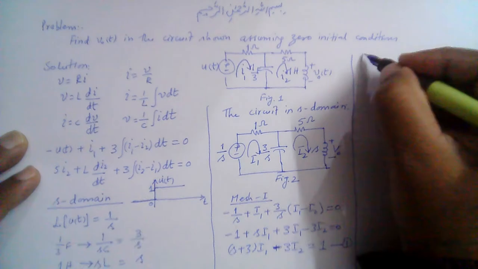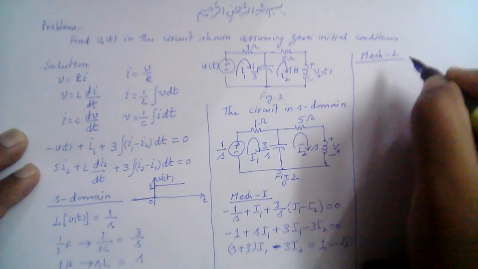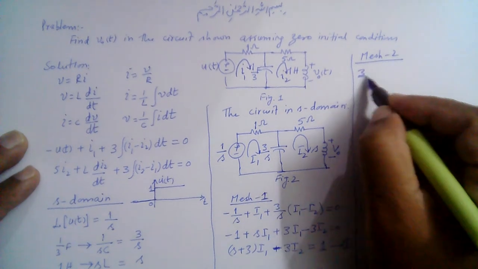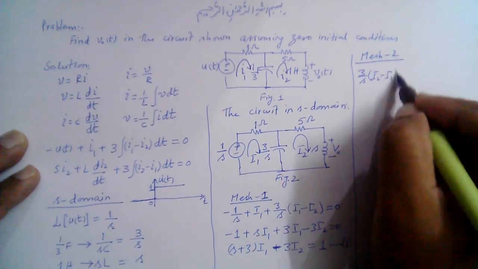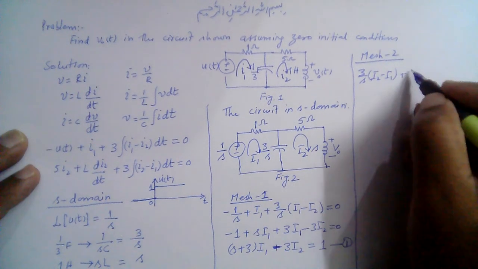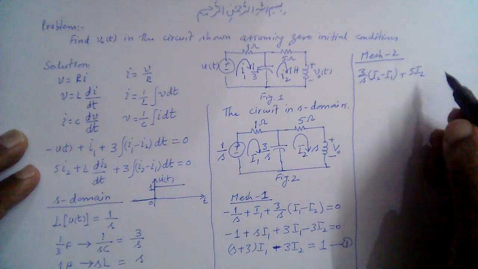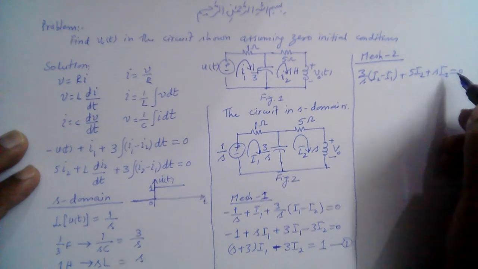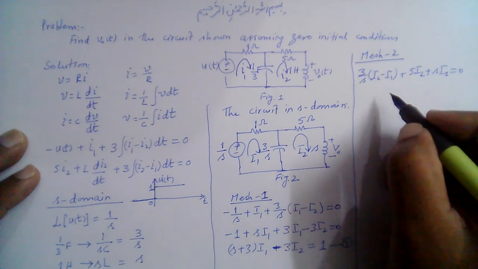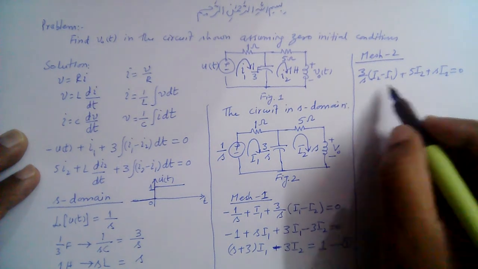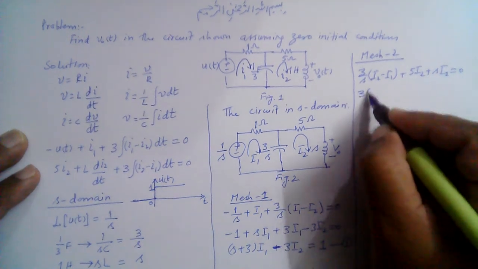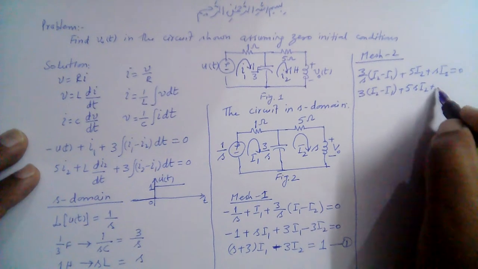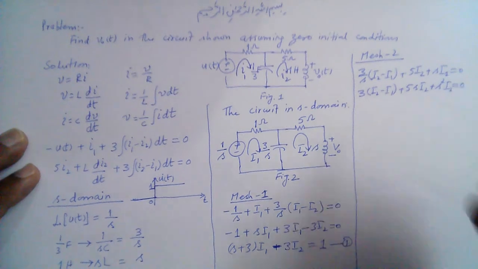Now for the mesh 2, this is mesh 1 and this is mesh 2. So here 3 over s into I2 minus I1 plus 5 I2 plus s I2 is equal to 0. So we multiply throughout with s. So that is 3 into I2 minus I1 plus 5 S I2 plus S square I2 is equal to 0, right?